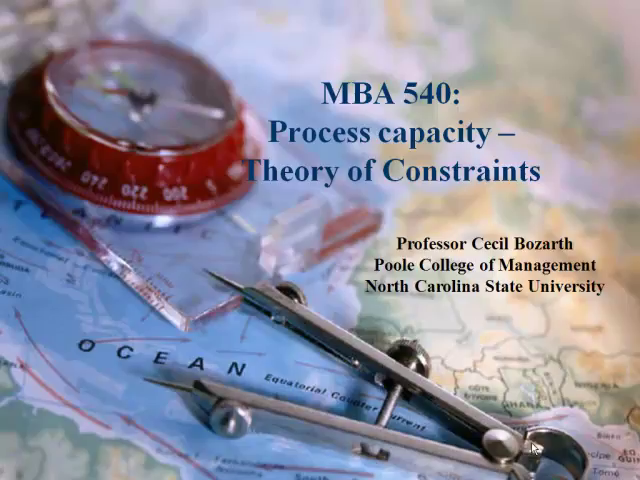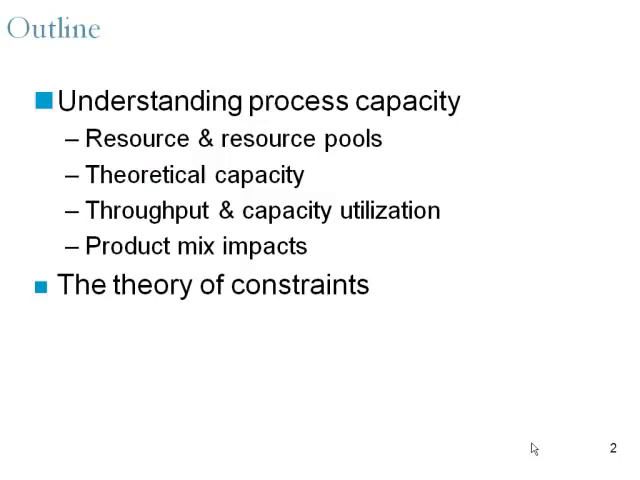In this third lecture, we're going to focus on the theory of constraints. We're going to build up to it by taking a more in-depth view of process capacity, specifically how resources and resource pools determine the theoretical capacity for a process. We'll also discuss throughput and capacity utilization and describe how differences in the product mix can affect process capacity. Once we've set up that background, then we'll introduce the theory of constraints formally.